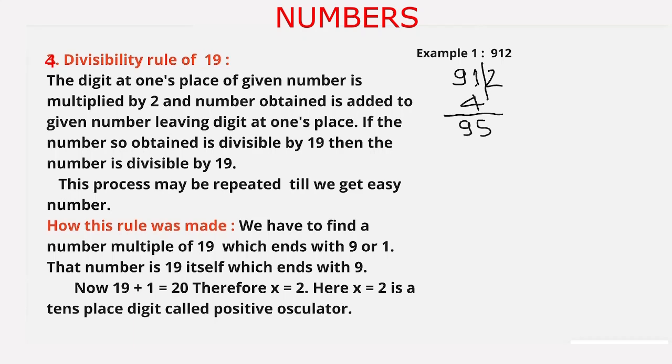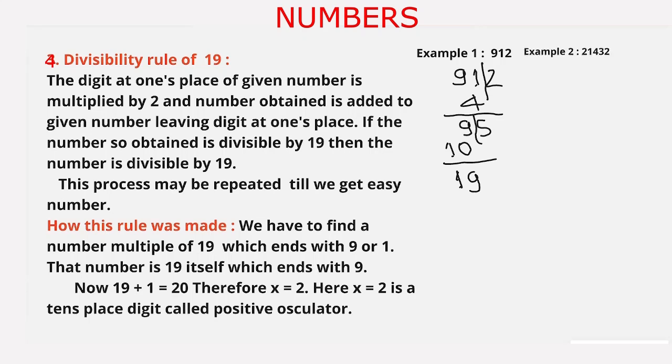If some people still find that 95 is a tough number, we again repeat this process. We multiply 2 by the ones place digit, which is 5, and 5 times 2 is 10. So after leaving the ones place digit 5, we add 10 to the remaining part of the number, which is 9, and 10 plus 9 is 19. Now 19 is divisible by 19, so the given number 912 is divisible by 19.